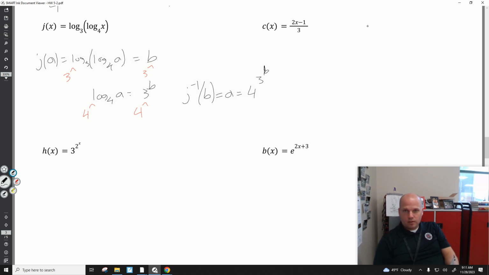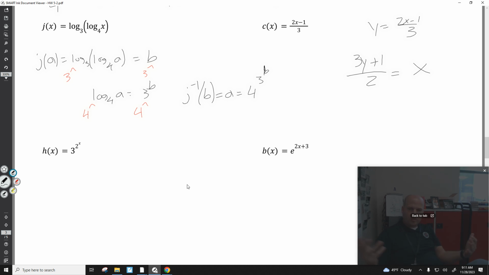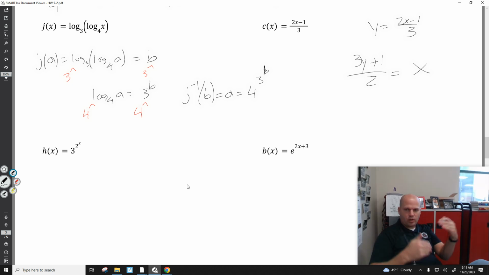Do it the other way. y equals 2x minus 1 over 3. Solve for x, undo the program: multiply by 3, add 1, divide by 2. This is very much what you guys do to solve equations. When you were solving equations, you were using the inverse, just doing it one step at a time versus creating an inverse program.